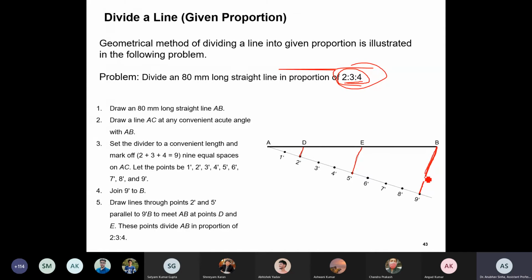Whatever angle it is, I don't care. My only concern is that this line has to be parallel to this. Then only you will join. Then only it will divide in the same ratio. You must have read this in the properties of triangles in high school maths. Since these are parallel lines, this part EB will be in the same ratio as this.